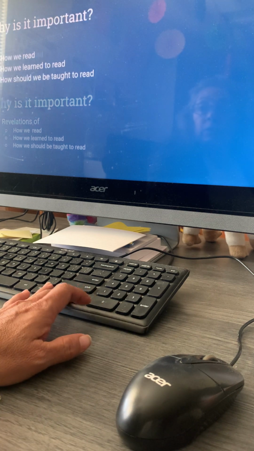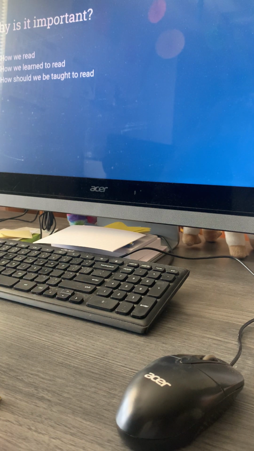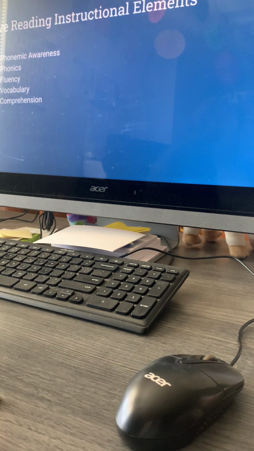Why is it important? Well, it's important because it tells us three important elements: how we read, how we learned to read, and what it means about how we should be taught to read. There are 5 elements of reading, and there are 5 reading instructional elements: phonemic awareness, phonics, fluency, vocabulary, and comprehension. We will dive into each of these elements individually on the following slides.